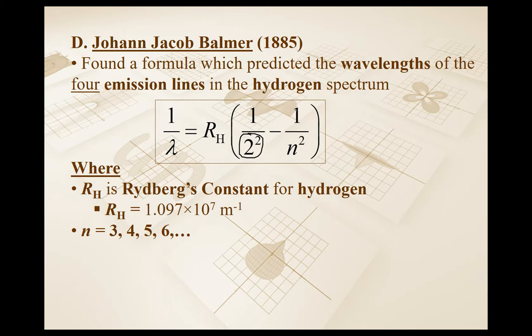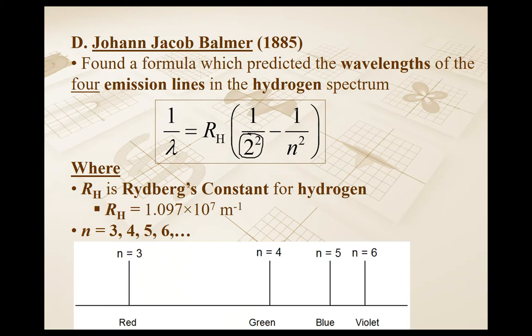If you plug in n equals 3, 4, 5, and 6, you can get the first four wavelengths of visible light that are going to be produced in the bright line spectra for hydrogen. So n equals 3 gives you the red light, n equals 4 gives you the green, n equals 5 gives you blue, n equals 6 gives you violet. If you start to plug in bigger numbers, I think you start to get into the ultraviolet portion of the spectrum.